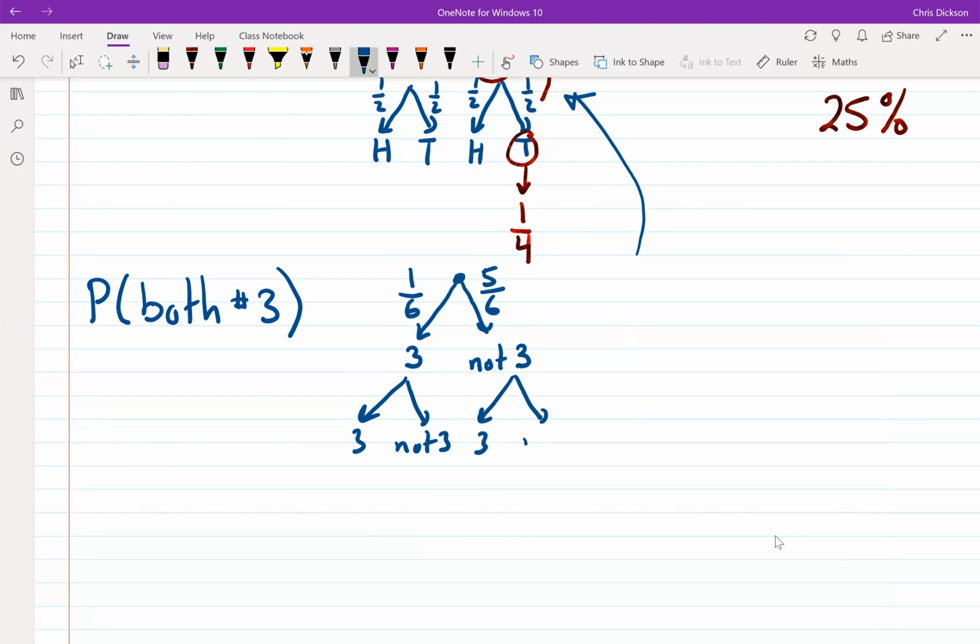A 3 and not a 3. Okay, so I'm just looking at doing 2 rolls of the dice. So these are all the things that could happen here. And then now if I roll a 3 the first time, the chance of me rolling a 3 the second time, does that change? That is, does somehow getting that 3 the first time have some kind of effect that prevents 3s from being rolled in the future? Well, no, a dice still has 6 sides. So 1 in 6, 5 in 6, 1 in 6, 5 in 6.